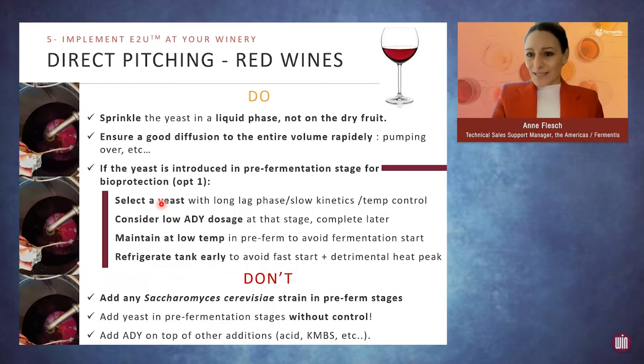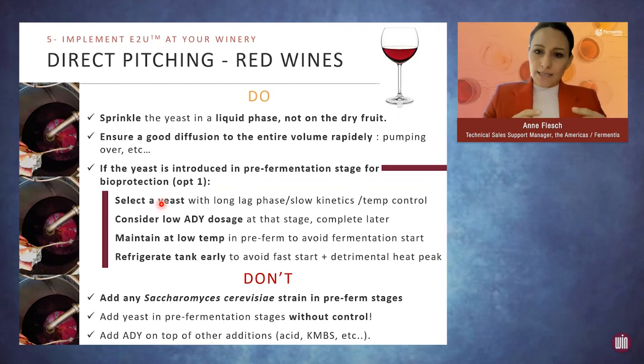So some dos and don'ts here for red wine. Something very important to remember, however you decide to do direct pitching, you always want to sprinkle the yeast in a liquid phase, not on a dry fruit that's going to create a crust and be exposed to oxygen. This is definitely not recommended. Another recommendation that you could apply to any different times you introduce it is that you always want to ensure a very good diffusion of the yeast very rapidly to the entire volume. That's really going to help the fermentation overall. So it could be with a pumping over, for example.